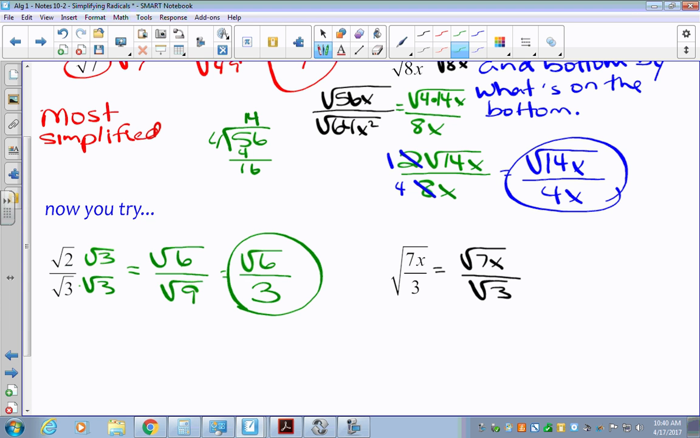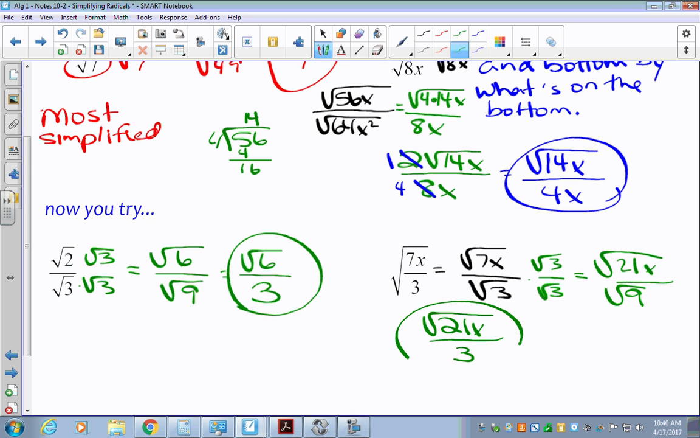Once the second one is split into root 7x over root 3, we do the same process we did here. We go root 3 and root 3. All these guys get squished underneath the same square root. 7 times 3 is what they want. And root 3 times root 3 is root 9, or we have root 21x over 3. Final answer.